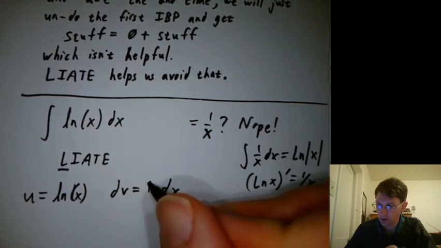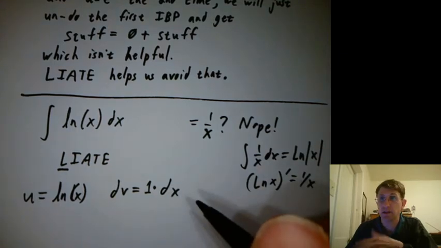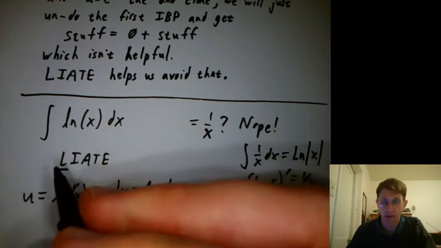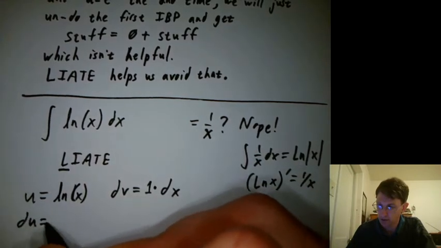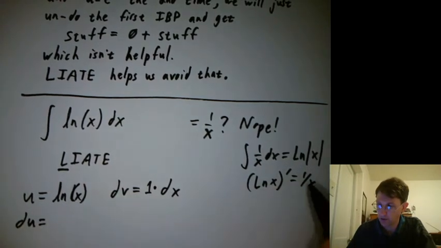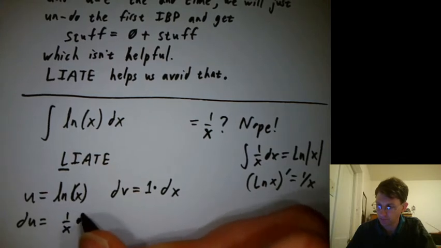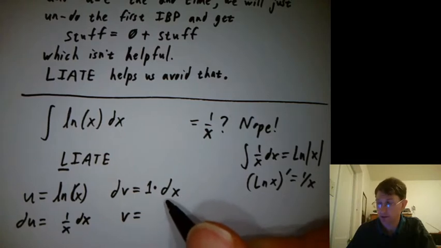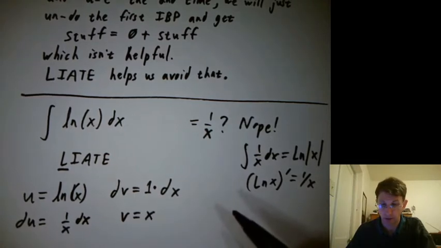Some books like to point out that it's kind of 1 times dx. That's not a bad way to think of it. And then what's the next step here? Go ahead and do that. You'd have du equals derivative of log, which is 1 over x. And what's the integral of 1 dx? That would just be x.